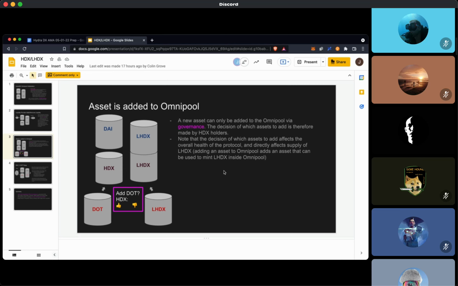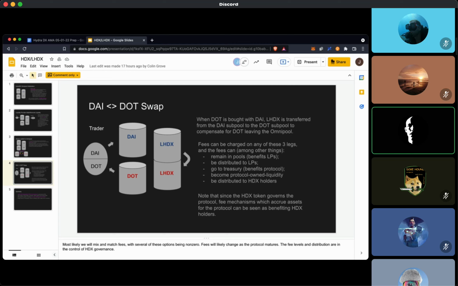The last basic operation to look at is a swap. The only reason I've excluded HDX from this graphic is for space, but HDX could also be one of these tokens on the left. In this example, it's DAI and DOT. A trader is trading DAI in for DOT. So we're trading DAI in, and LHDX is moved from the DAI-LHDX pair to the DOT-LHDX pair. The DAI comes in, LHDX is moved to the DOT subpool, and then the trader receives DOT.